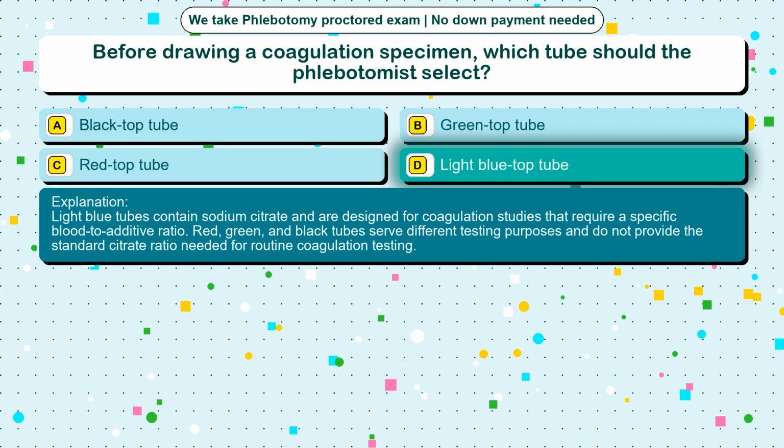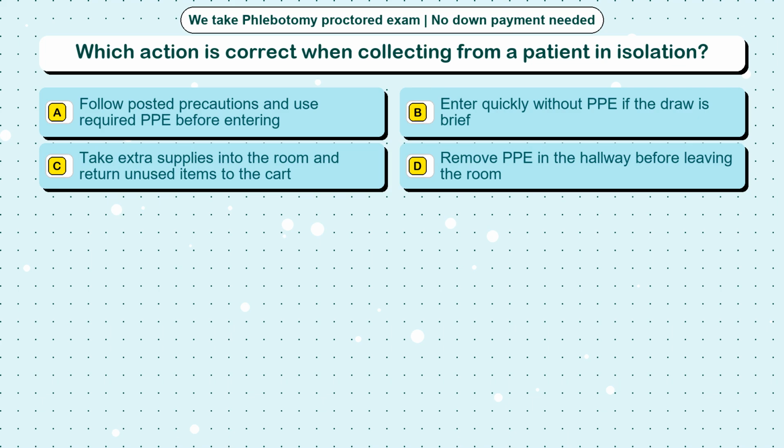Red, green, and black tubes serve different testing purposes and do not provide the standard citrate ratio needed for routine coagulation testing. Question 56. Which action is correct when collecting from a patient in isolation?